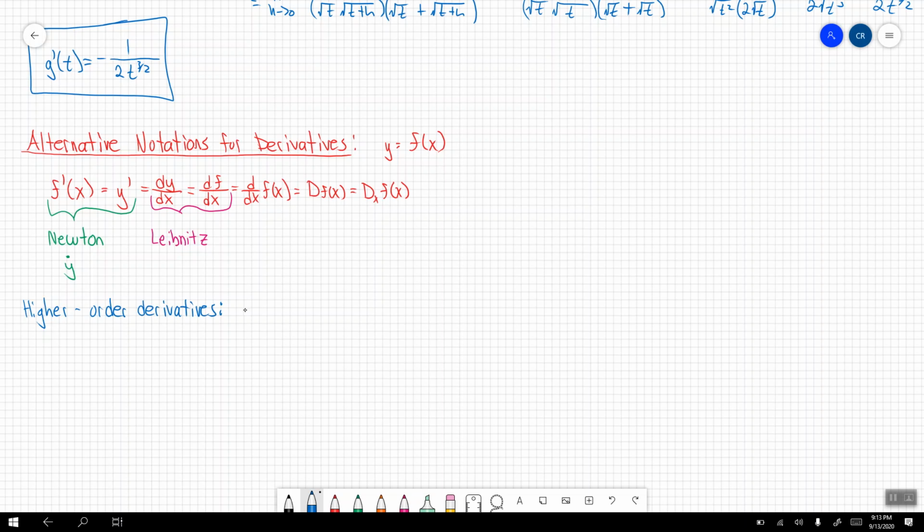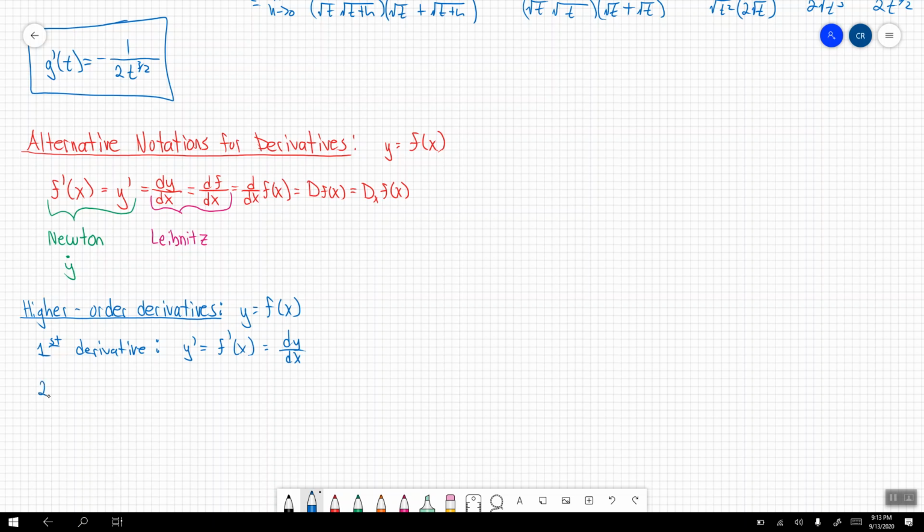And these higher order derivatives, if we start off with a function y is equal to f of x, then when I look at my first derivative, then we get, in this case, y prime, or f prime of x, or we just get dy dx.